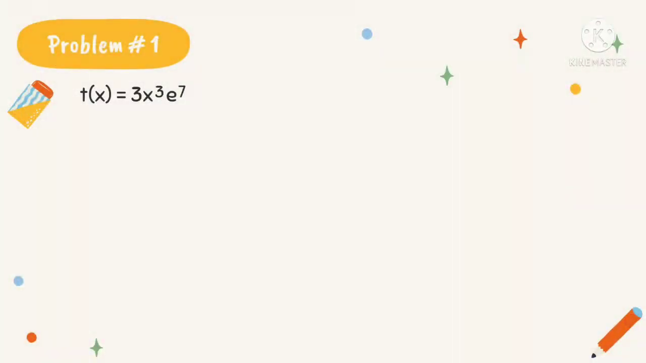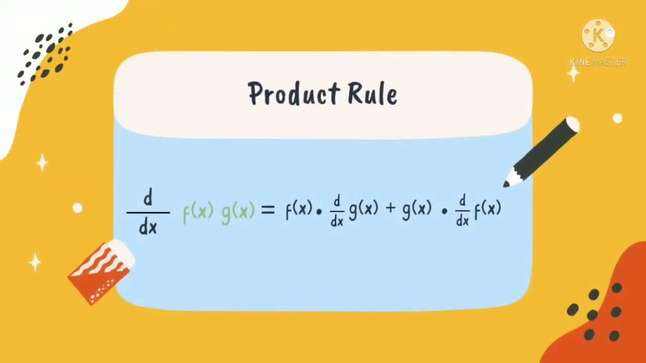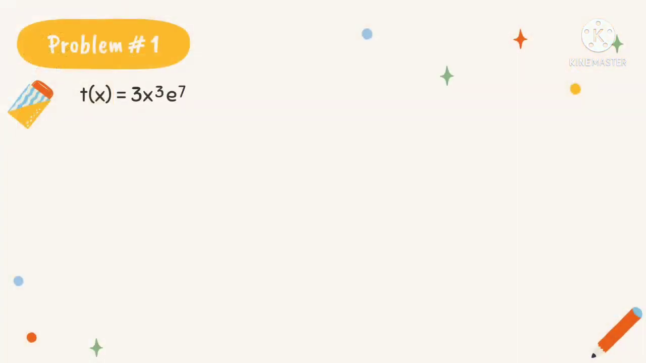Now that you know the basic differentiation rules, let's go now and solve some problems in which we can apply these rules to. The first problem is t of x is equal to 3x cubed e raised to 7. To solve this, we can use the product rule and follow this format. But before doing so, let's first arrange the given. Since the highest exponent here is 7, we need to switch x cubed with e raised to 7. After doing so, we now have a new given.